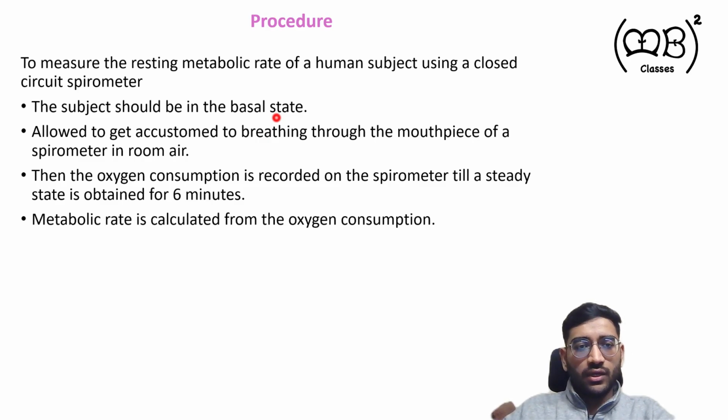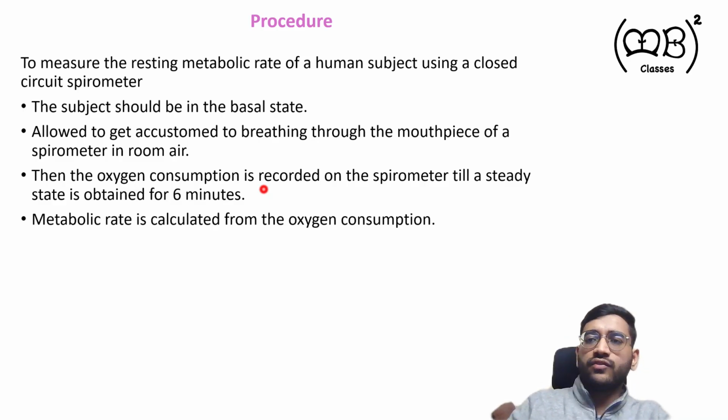After that, we allow the subject to get accustomed to breathing through a mouthpiece of the spirometer and in room air, not 100% oxygen, because we are not used to breathing through a spirometer with an increased dead space due to the tubings and also through the mouthpiece, the mouth breathing. That's why we allow the subject to get accustomed. Also, only breathing through the mouthpiece is required, so we also use a nose clip to prevent nose breathing. Then oxygen consumption is recorded on the spirometer till a steady state is obtained.